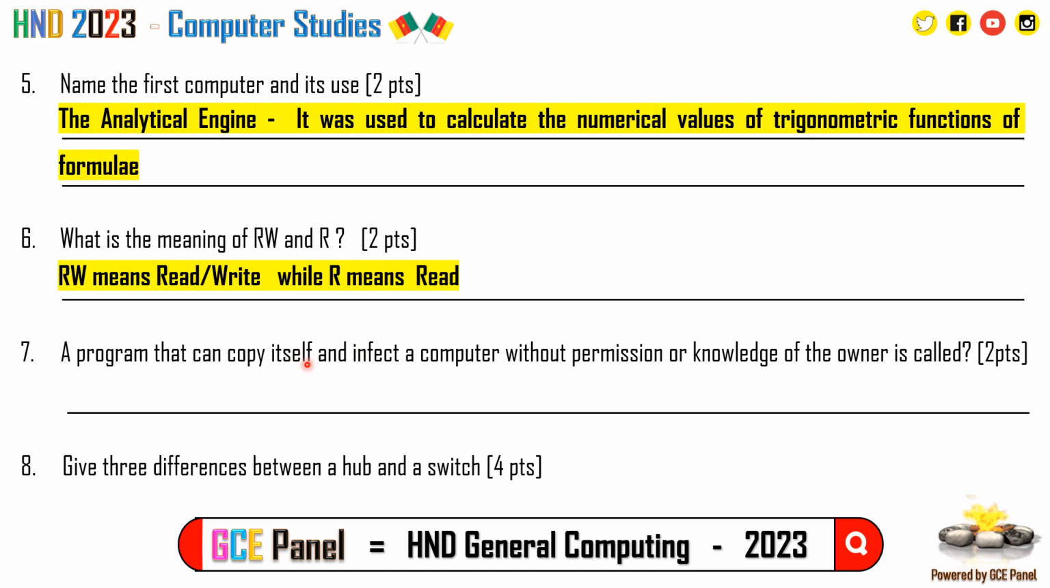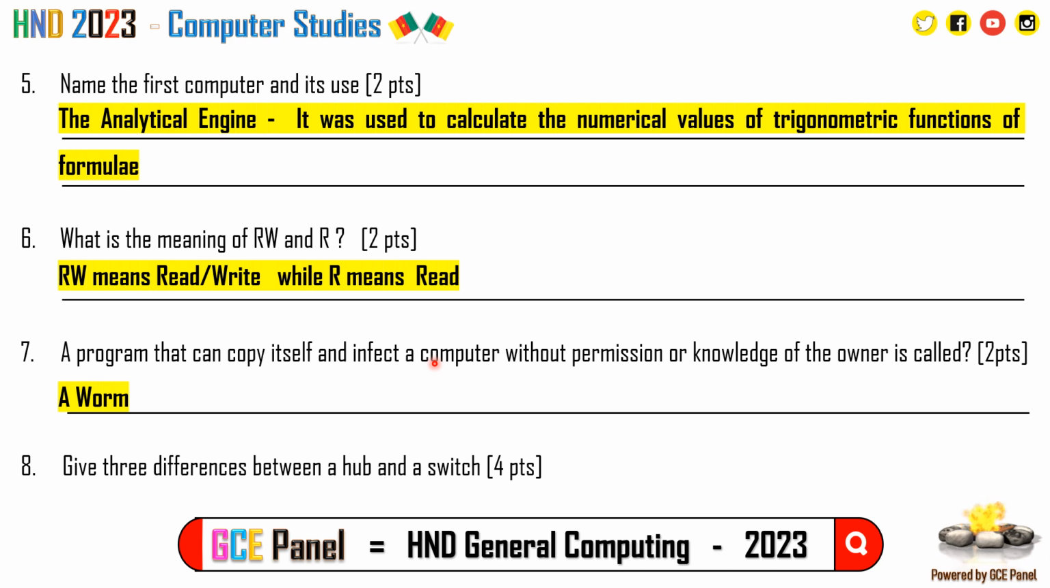Question 7. A program that can copy itself. I said this earlier on. Copy itself, this is a keyword, and infect a computer without the permission and knowledge of the owner is called, you already know the answer. What is it? A worm. A program that can copy itself or replicate itself and infect the computer without the knowledge of the owner. A worm. You know that a virus cannot replicate itself, right?